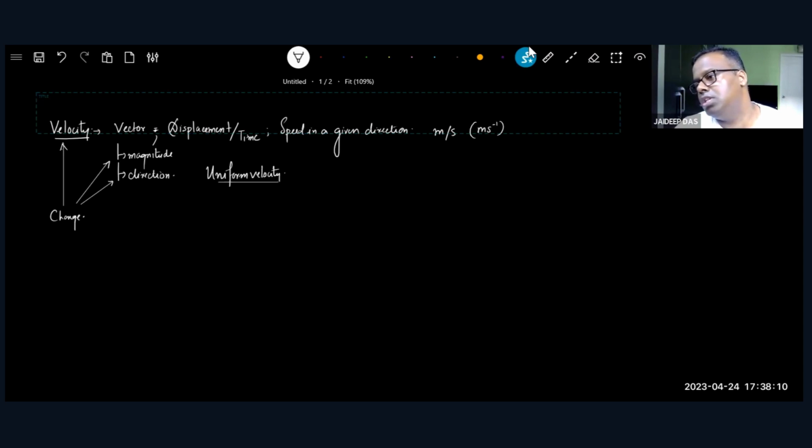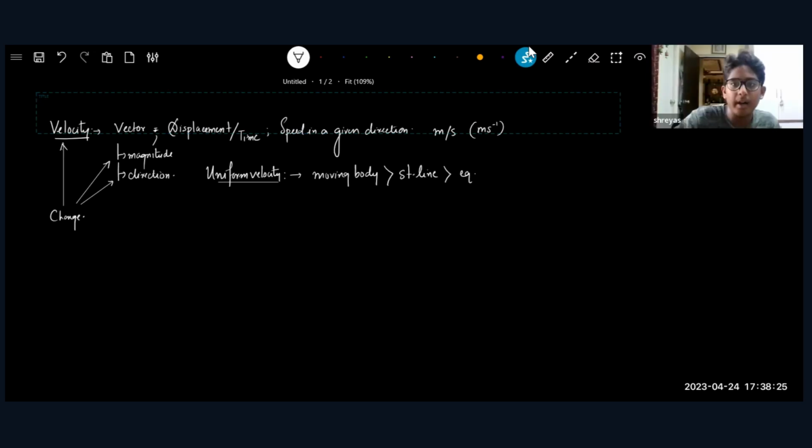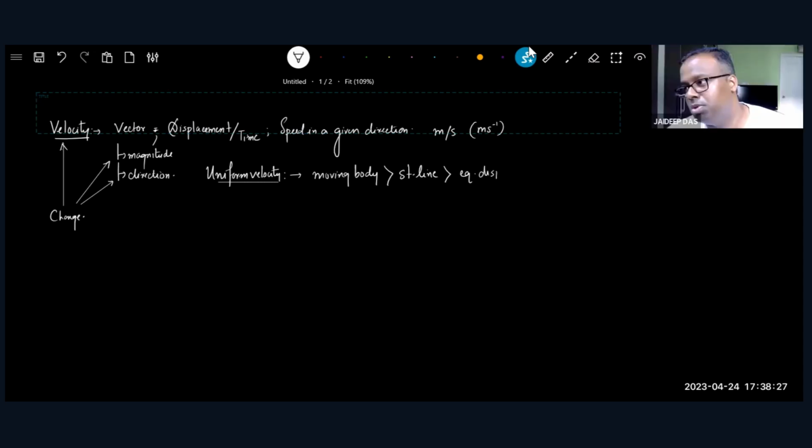So uniform velocity will be defined by, what are the criteria? You should have a moving body, number one. Think in this manner, don't mug up the definition. The moving body should be moving in a straight line, and when it moves in a straight line, in equal intervals of time, no, equal displacements. Don't memorize it. Equal displacements in equal intervals of time.